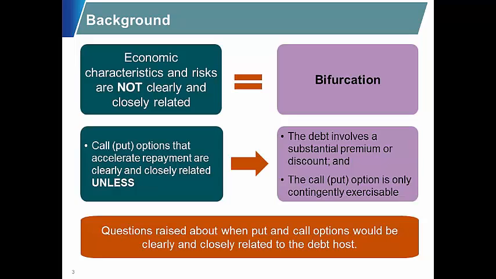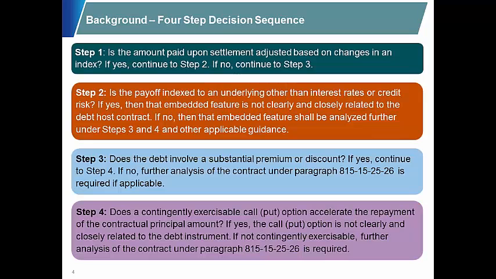That's correct, Todd. Based on the guidance, many people had questions about when put and call options would be considered clearly related to the debt host. As a result, the Derivatives Implementation Group, or DIG, issued B16 and a four-step decision sequence to determine this. This was later codified in paragraph 25-42 of ASC 815. Maybe you can walk us through the four steps, Todd? Yeah, so the four-step decision sequence works as follows.